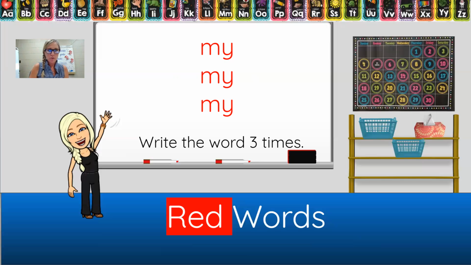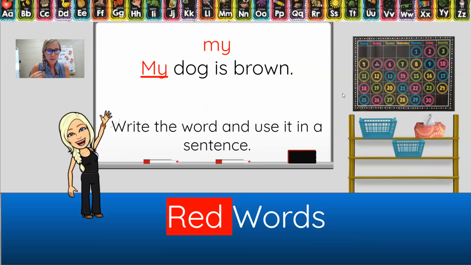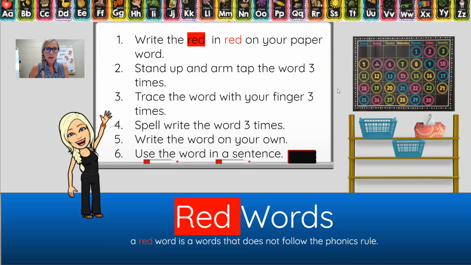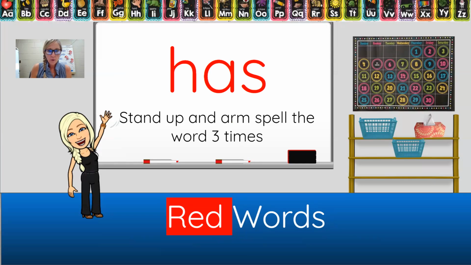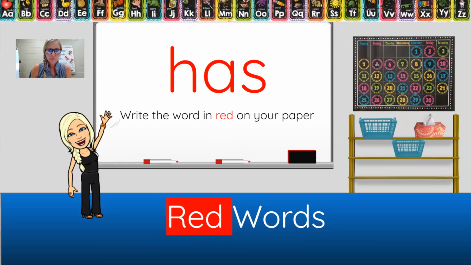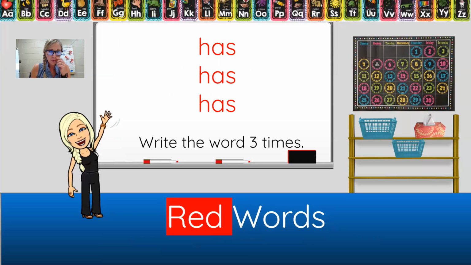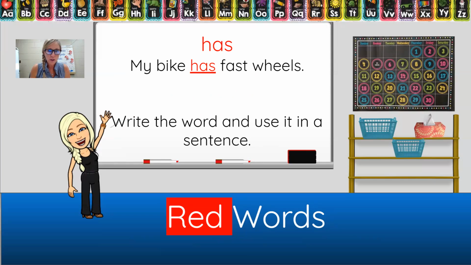And that's all of the steps to the 3 for the red word routine. So here's my, and I also did this sentence, my dog is brown. And today when we were practicing the red word and learning that routine, we didn't get past the word my. However, I would love for you to continue to practice because we need to practice the word has. And we're going to stand up and arm spell it. You're going to write it and then stand up and arm spell it. Trace it with your finger 3 times. Write the word 3 times. And then write the word in a sentence.